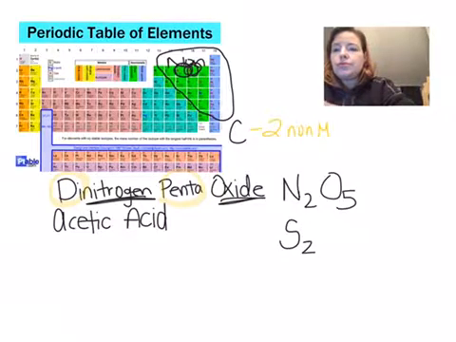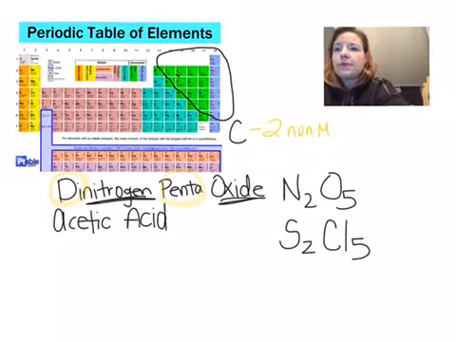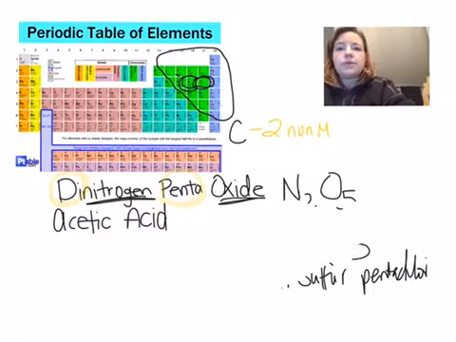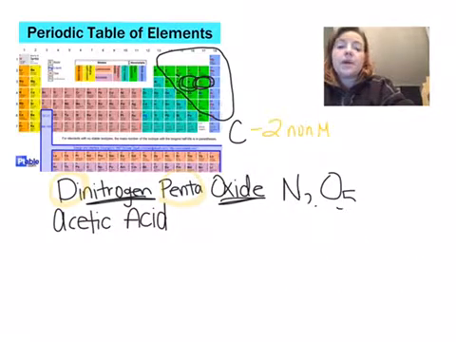If I was naming this, if I had something like S2Cl5, then I can see that I've got 2 nonmetals. If I identify those 2 elements, here's sulfur, here's chlorine, and I would name them simply by putting in our prefixes: disulfur and then pentachloride. I don't even know if that is an actual compound, I'm just making ones up to give you an example of how it works. Pretty simple when it comes to the covalent compounds.